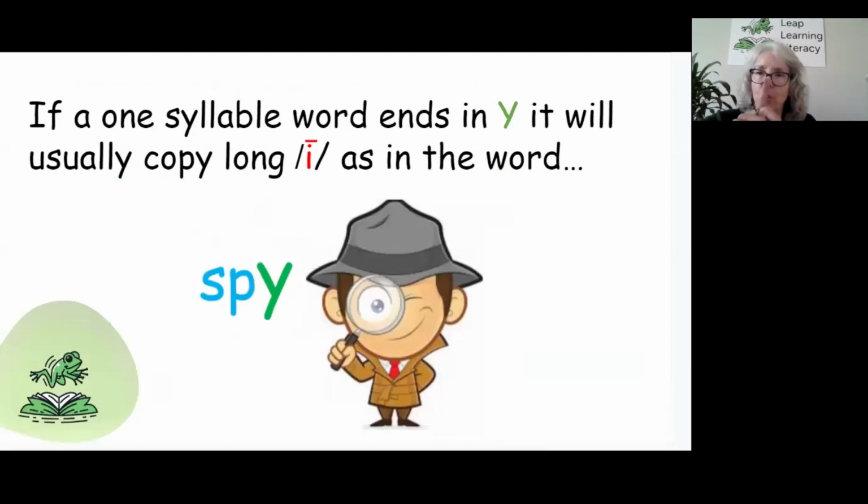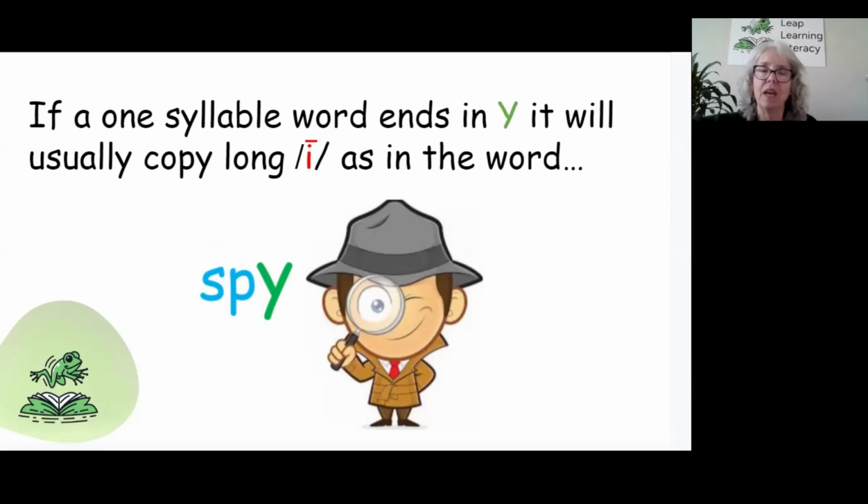If a one-syllable word ends in Y, it will usually copy long I, as in the word spy. I'm trying to make my hand, as well as my fingers and arm, the letter Y. This is the upper part, and there's the stem. Now, we haven't talked about syllables, but we will. It's another literacy tip for another day, but you can clap the word spy, or fist under your chin, count your jaw drops, stick a finger out: spy.